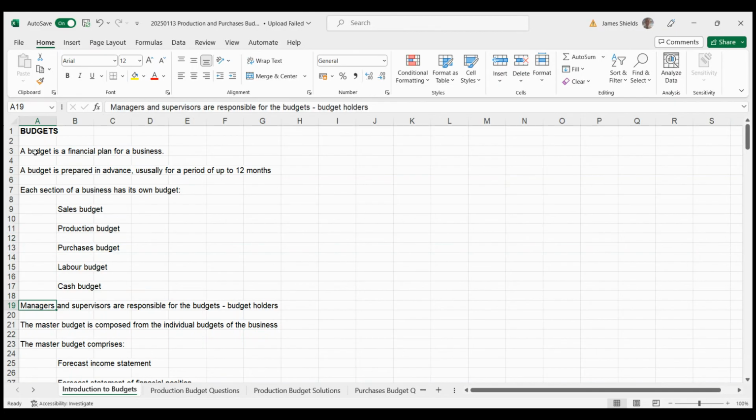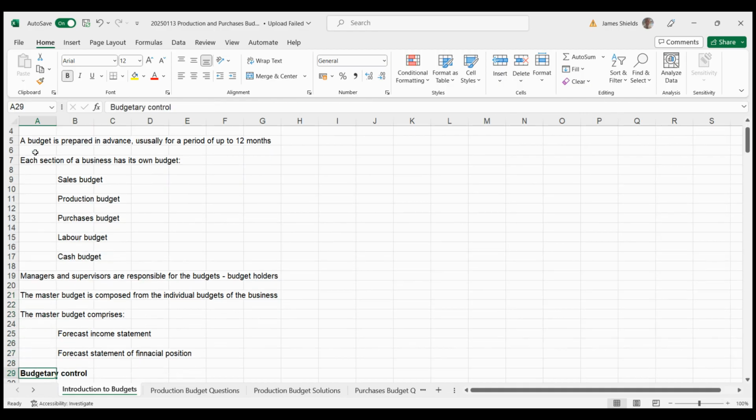Now, the managers and supervisors are responsible for the budgets. They are known as budget holders. The master budget is composed from the individual budgets of the business. And the master budget comprises the forecast income statement and the forecast statement of financial position.